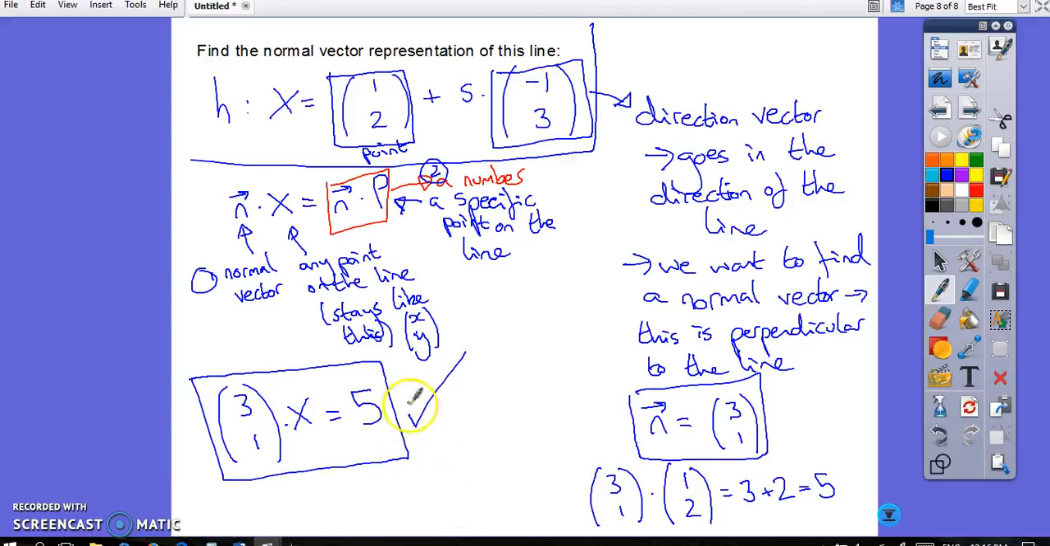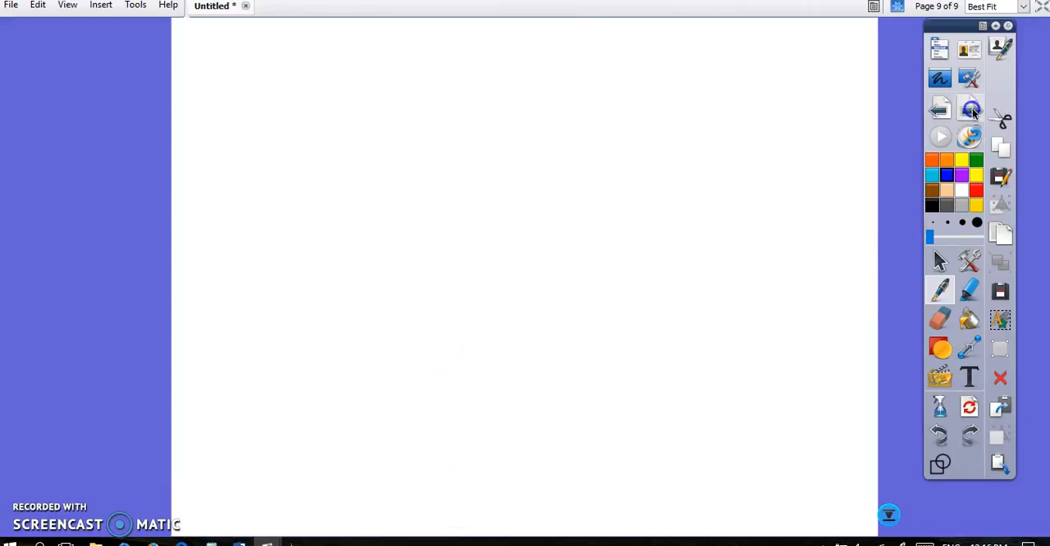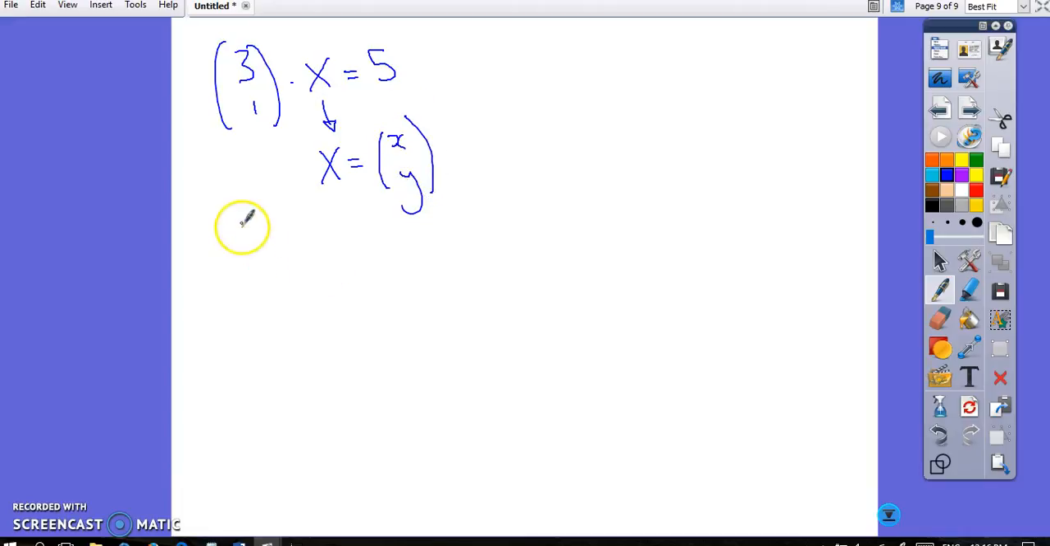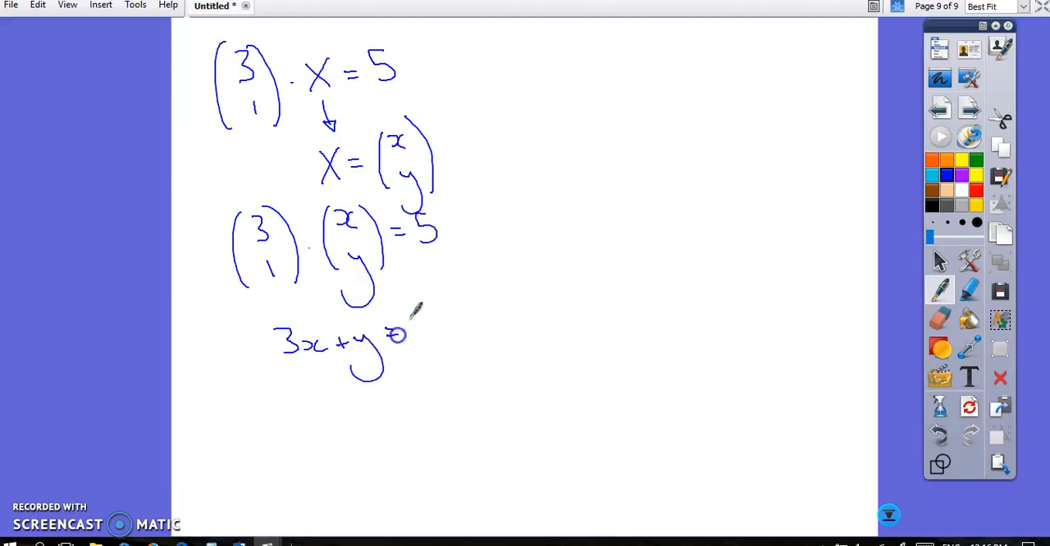So that is then my normal vector representation done. And from this, it's really easy to find the other forms. So I have 3, 1 times the point x is equal to 5. As I said in the last video, this x is equal to the coordinates x, y. So I just take this scalar product to get 3x plus y is equal to 5, which is our implicit form.